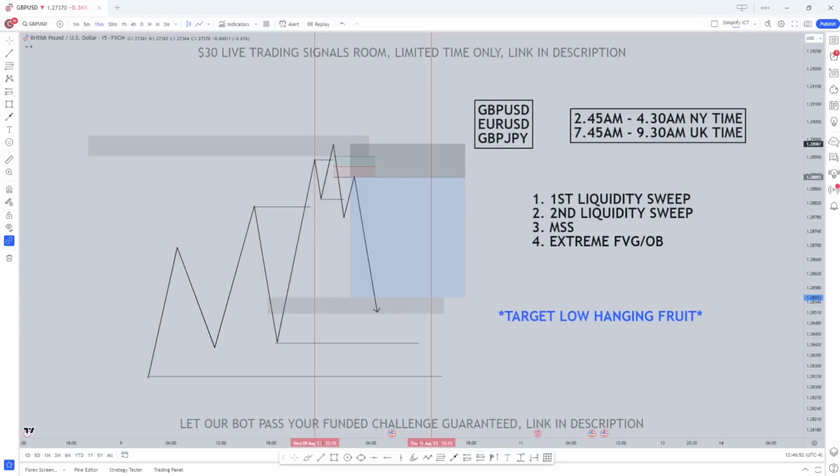ICT has acknowledged the secret London Killzone strategy with an 80% win rate when traded correctly. However, a lot of people aren't finding success with this strategy because a lot of other people are teaching it wrong on YouTube, and secondly because they're using it in the wrong market conditions. So in this video, I'm going to give you 4 simple steps that guarantee success when you're trading this strategy that no one else is showing. So let's get straight into the video.